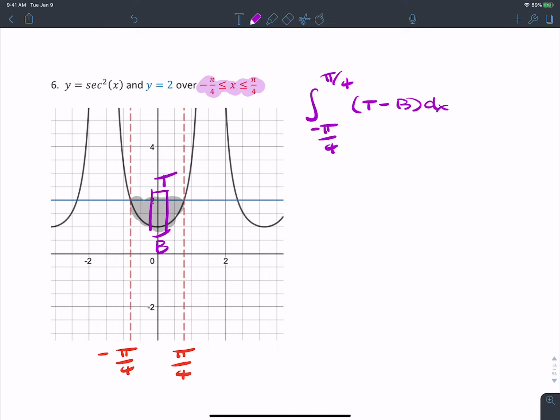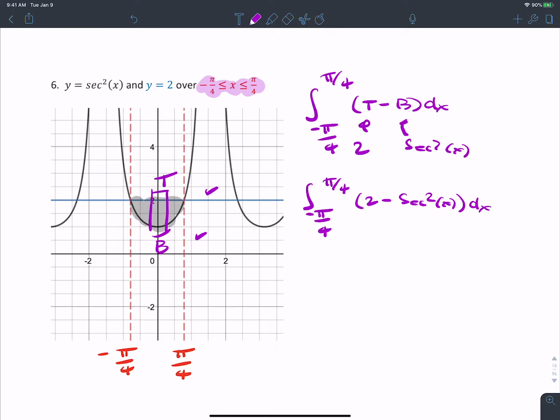What's your top curve? Can you guys identify the top curve? Yeah, it's 2. It's not the secant. It's in blue. Can you guys see what's on top? So this is going to be 2, and this is secant. Okay, this is the top curve, and this is the bottom curve. So we're going to integrate from negative pi over 4 to positive pi over 4, 2 minus secant squared dx.